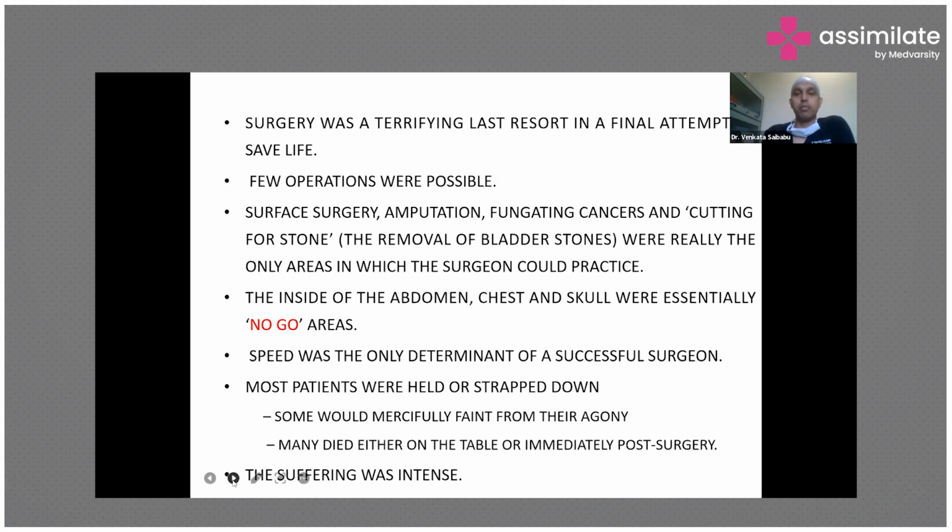The inside of the abdomen, chest, and skull were essentially no-go areas prior to anesthesia. Speed was the only determinant of a successful surgeon. Prior to anesthesia, a successful surgeon was one who could quickly complete the surgical procedure. He was considered a good surgeon.